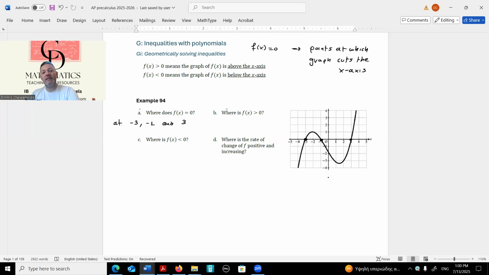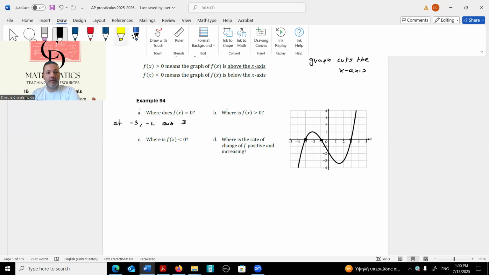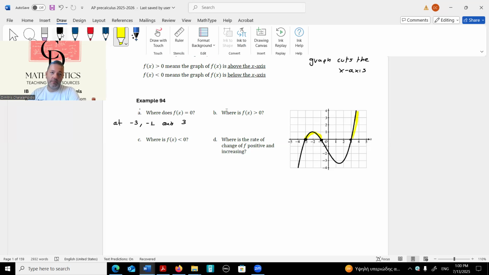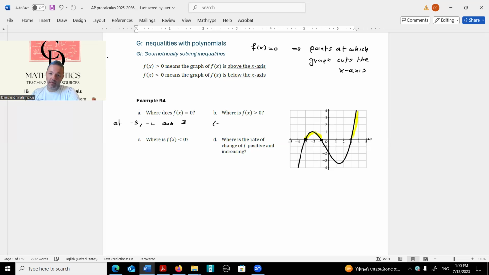In B, where is f of x greater than 0? Let me highlight that. It's greater than 0 from here and there. So it's greater than 0 between -3 and -1. I'm not going to include the endpoints because it doesn't say greater or equal. It strictly says greater than 0. So from -3 to -1. And from 3, again not included, up to plus infinity, assuming that the graph keeps extending.